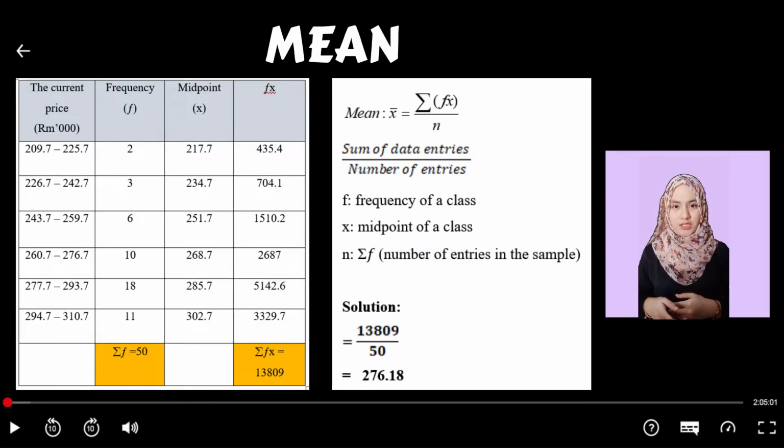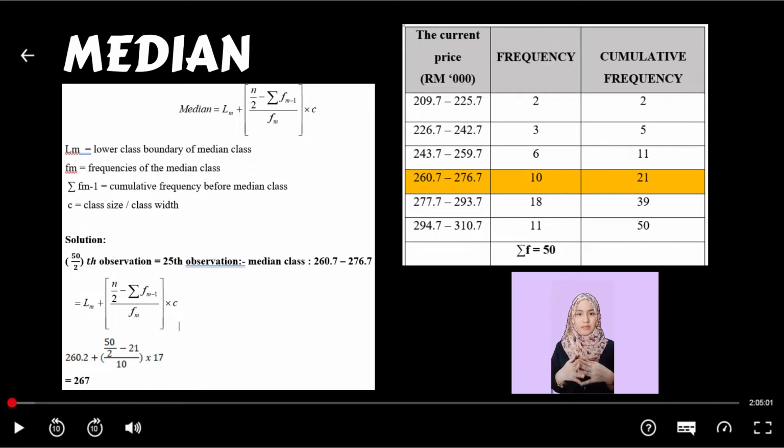For the mean section, this is the set of data. We have classes, frequency, midpoint, and fx. How do we get fx? Well, it is the frequency multiplied by the midpoint. And here is the solution: fx divided by n. The last calculation is 13,809 divided by 50. So the answer for the mean is 276.18.